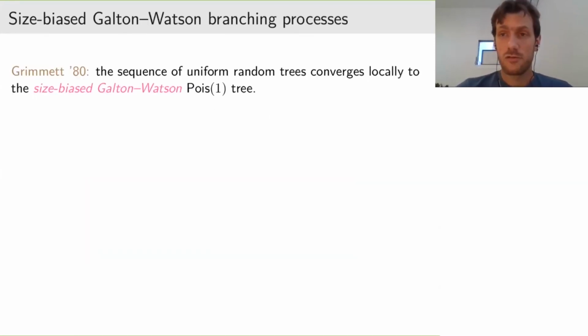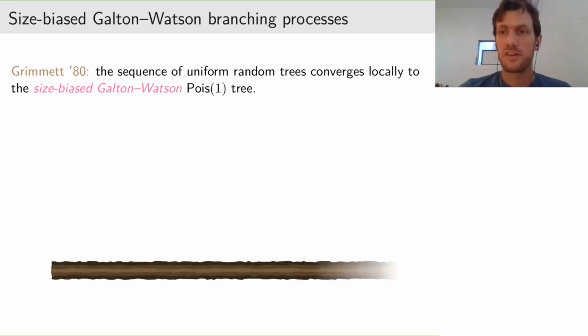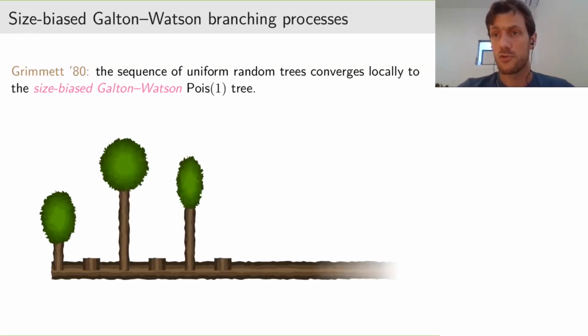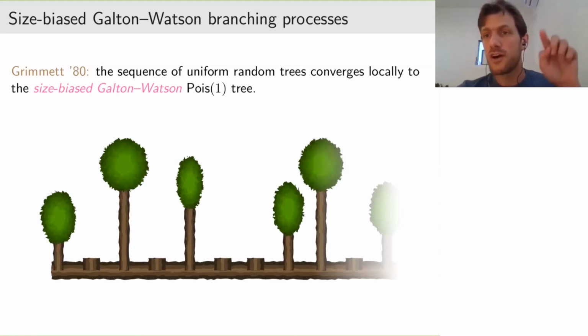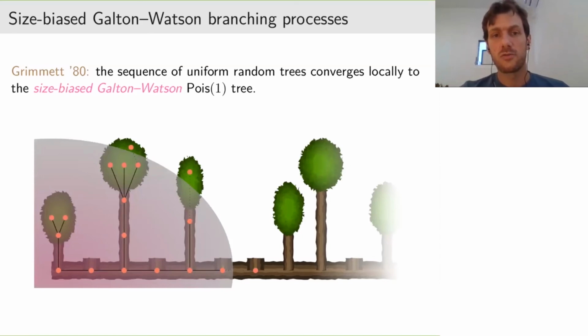A very nice result of Grimmett shows that a sequence of uniform random trees converges locally to the following size-biased Galton-Watson Poisson 1 tree, which can be defined as follows. We first put an infinite line, and then on each vertex we grow an independent Galton-Watson Poisson 1 tree, which is almost surely finite. So the ball of radius r around a typical vertex in a random tree converges in distribution to the ball of radius r around the root of this limiting object.